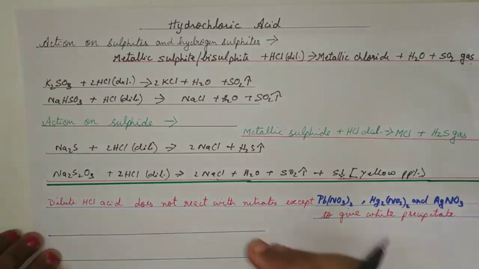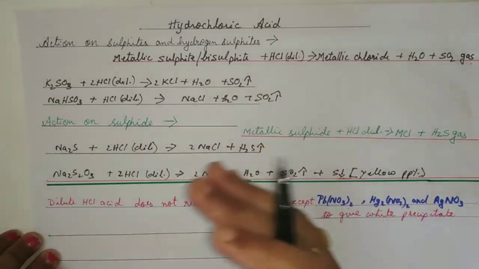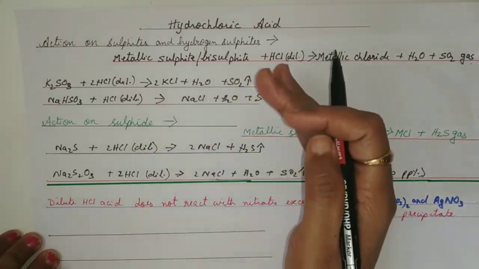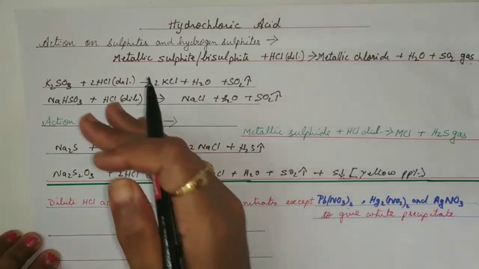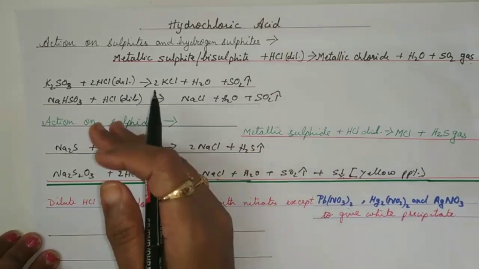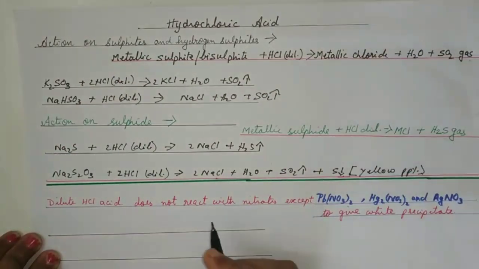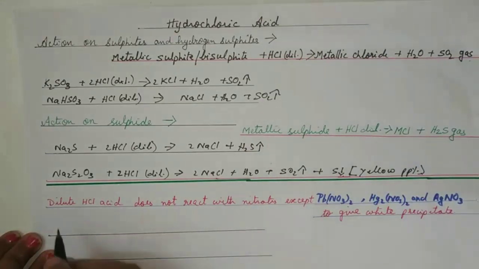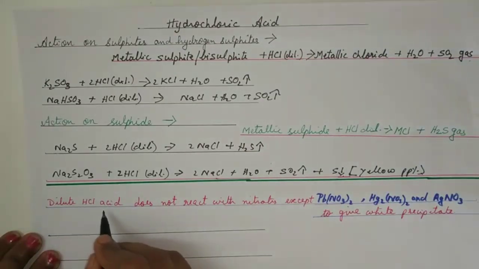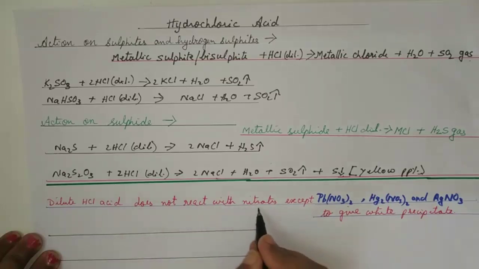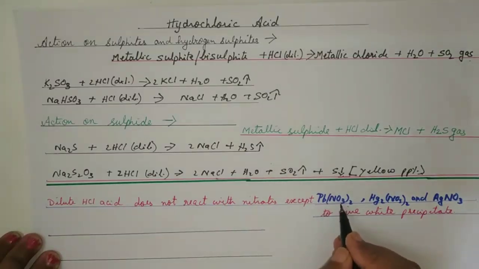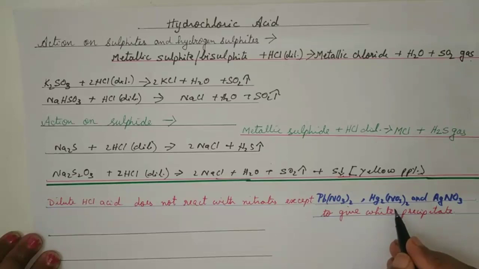The next type of reaction, chemical property that I have taken is with nitrates. We have discussed with metal, metallic oxide, metallic hydroxide, carbonate, bicarbonate, sulfite, bisulfite, sulfide and thiosulfate. So many types we have discussed just now. Now to discuss nitrates. See, dilute HCl does not react with nitrates. It will not give any test except for lead nitrate, silver nitrate and mercury nitrate.